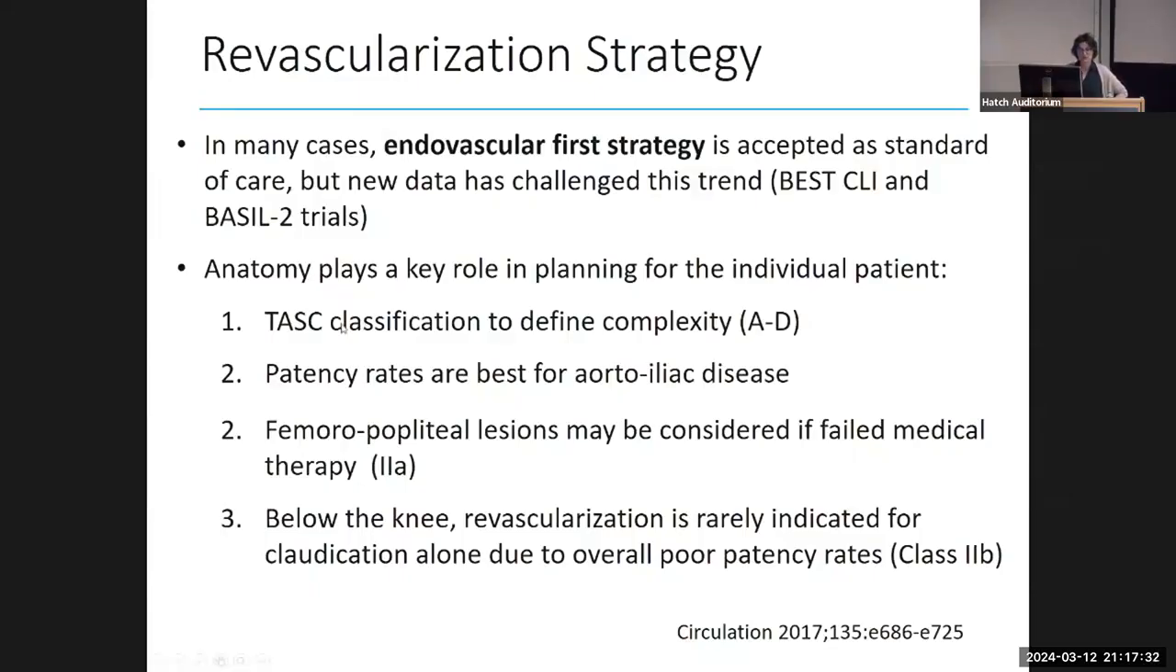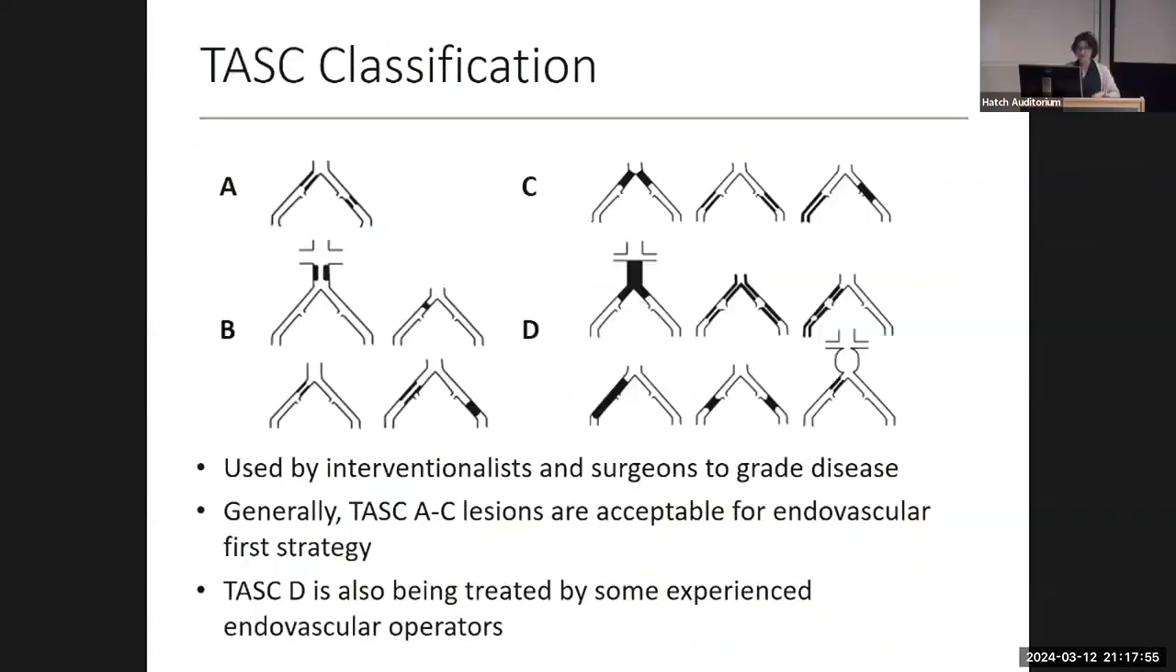You want to keep in mind that your patency rates decrease as you move down the limb. So in the aortoiliac area, you may actually revascularize up front because the patency rates are so good. Femoral popliteal, I would do it after they really fail a true trial of medical therapy. Below the knee, you don't send them for revascularization just for claudication, only for CLTI, because the patency rates are so poor.